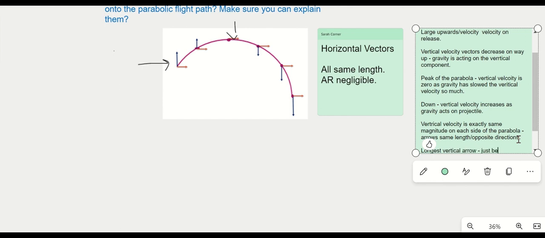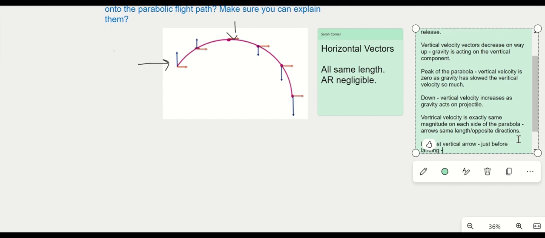And then your longest arrow is just before landing. This is as the shot tries to fall almost below gravity, it dimples down into the earth. So the shot tries to keep on going.